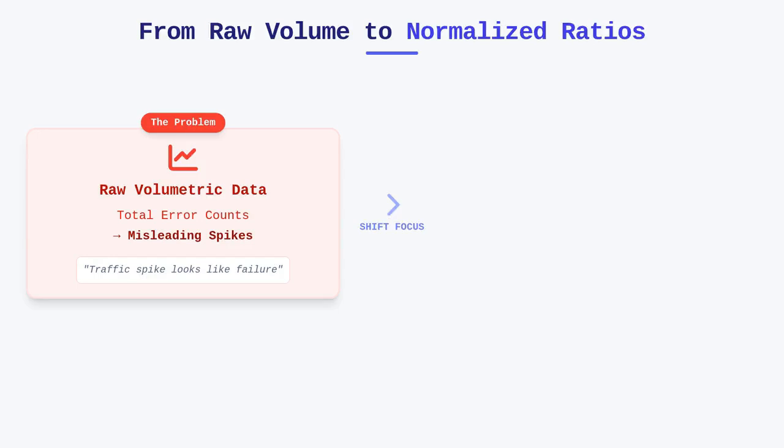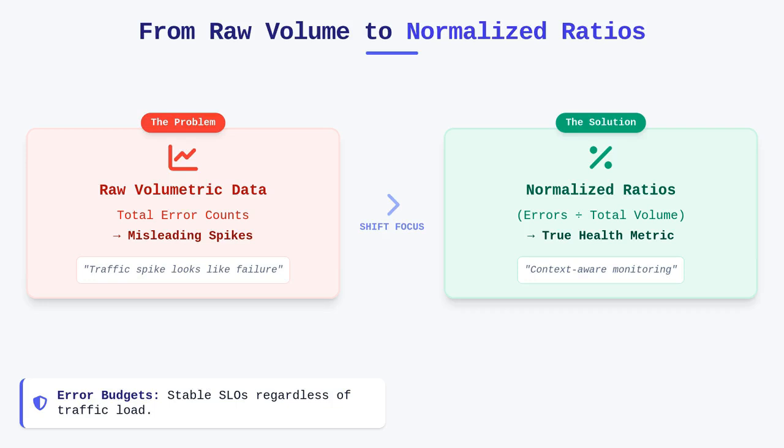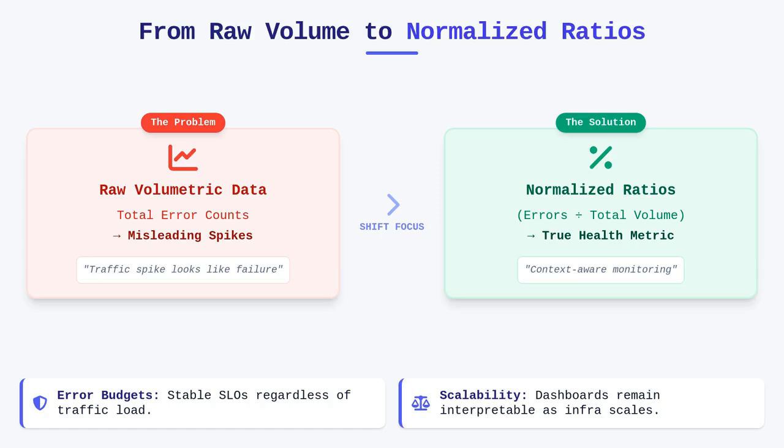To solve this, we shift our focus toward normalized ratios, which provide context by relating one metric to another. By dividing the count of error events by the total transaction volume, we derive a percentage that accurately represents the health of a service regardless of its current load. This approach is fundamental to managing error budgets, as it allows you to define service-level objectives that remain stable even when your application experiences massive fluctuations in user traffic.